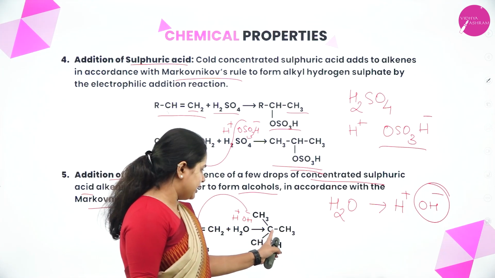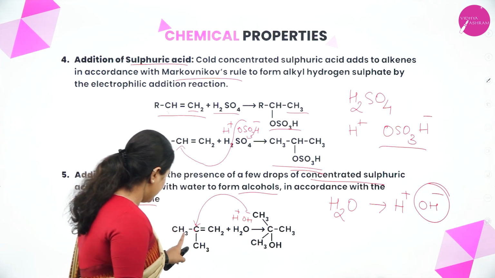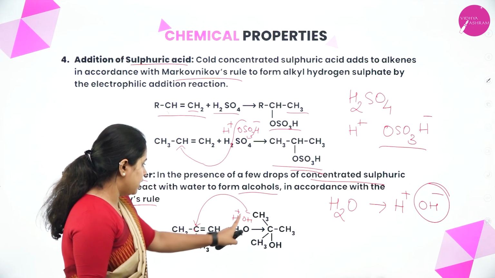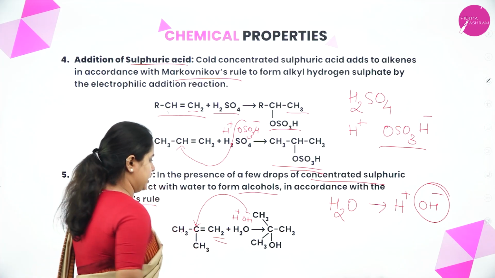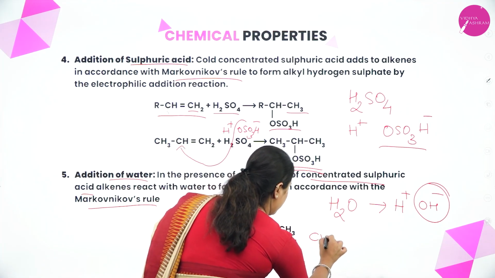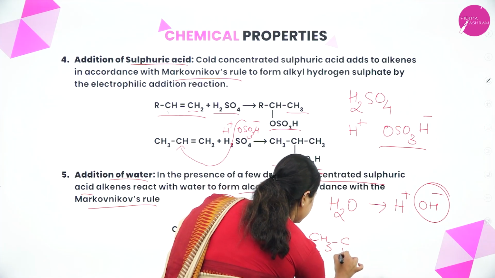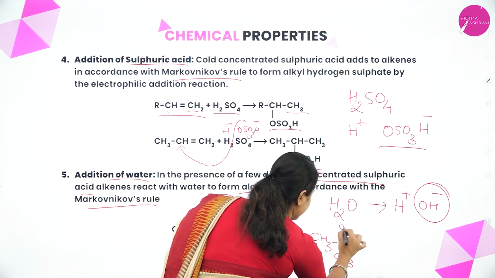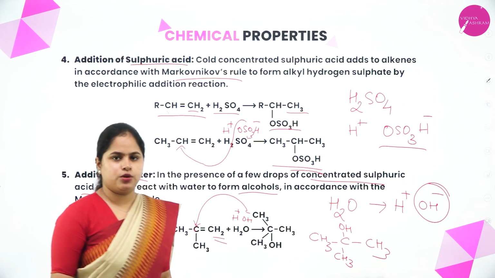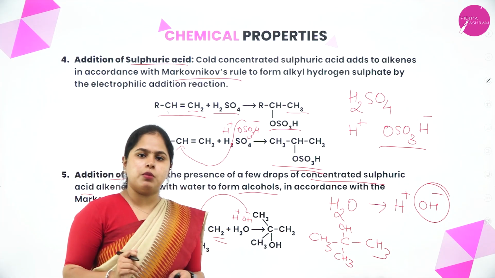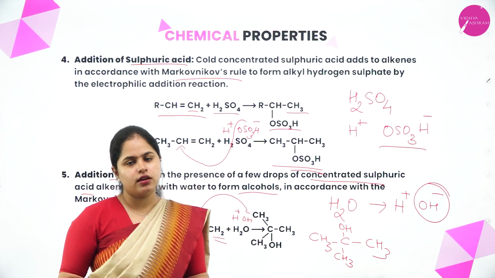So you'll get CH3, right? You have one CH3 here, two CH3 here. Now this OH will get attached to this carbon and this will become CH3. So what is your product? You have already one CH3 here, one CH3 here, OH will get attached here and one more CH3. So this will be your product. Okay. So once you're clear with Markovnikov rule, all these reactions are quite easy.